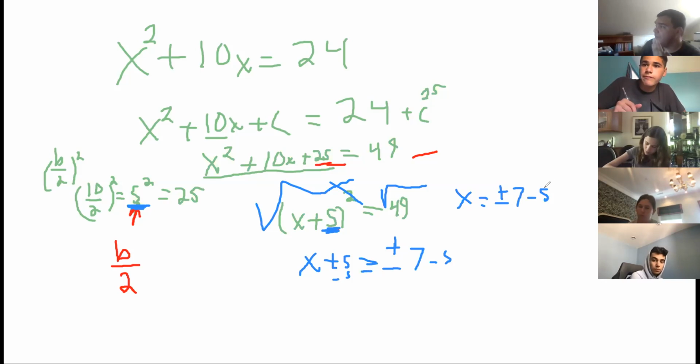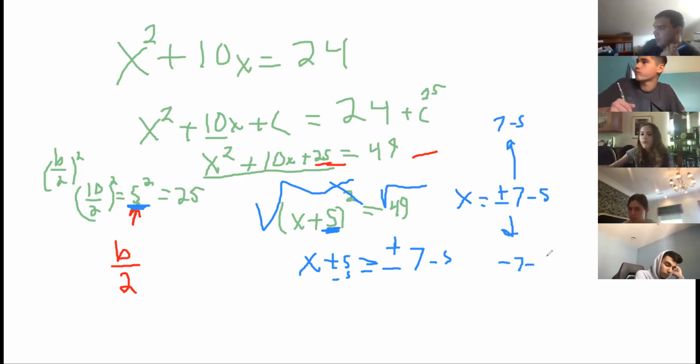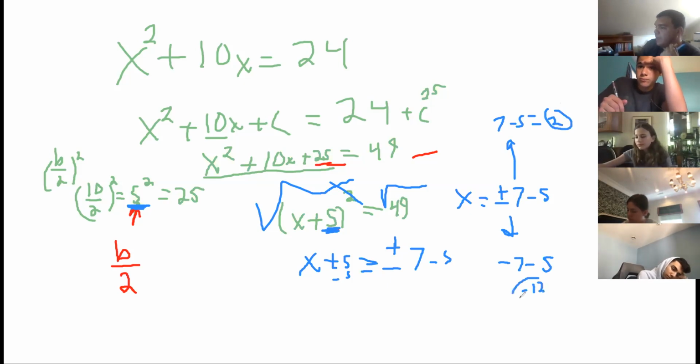So now we're primed to solve it. We just need to do 2 separate questions here. It's positive 7 minus 5 and negative 7 minus 5. Positive 7 minus 5 is 2. So one of my answers is 2. Negative 7 minus 5 is negative 12. Negative 12 is the other one. So your answers are 2 and negative 12. Okay.